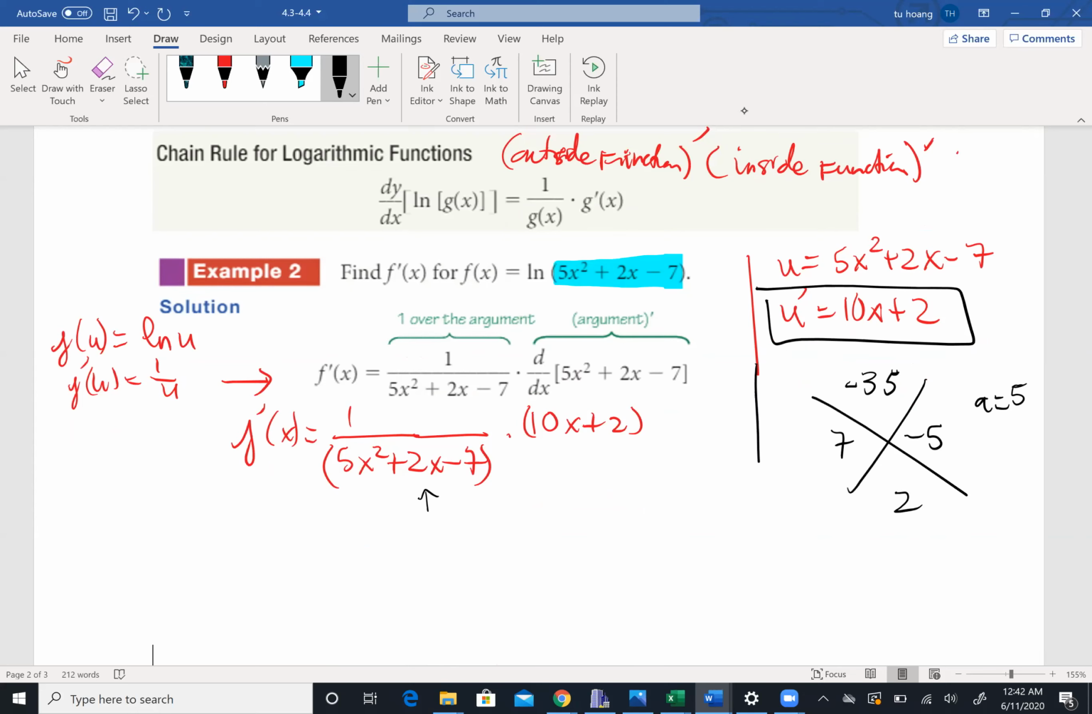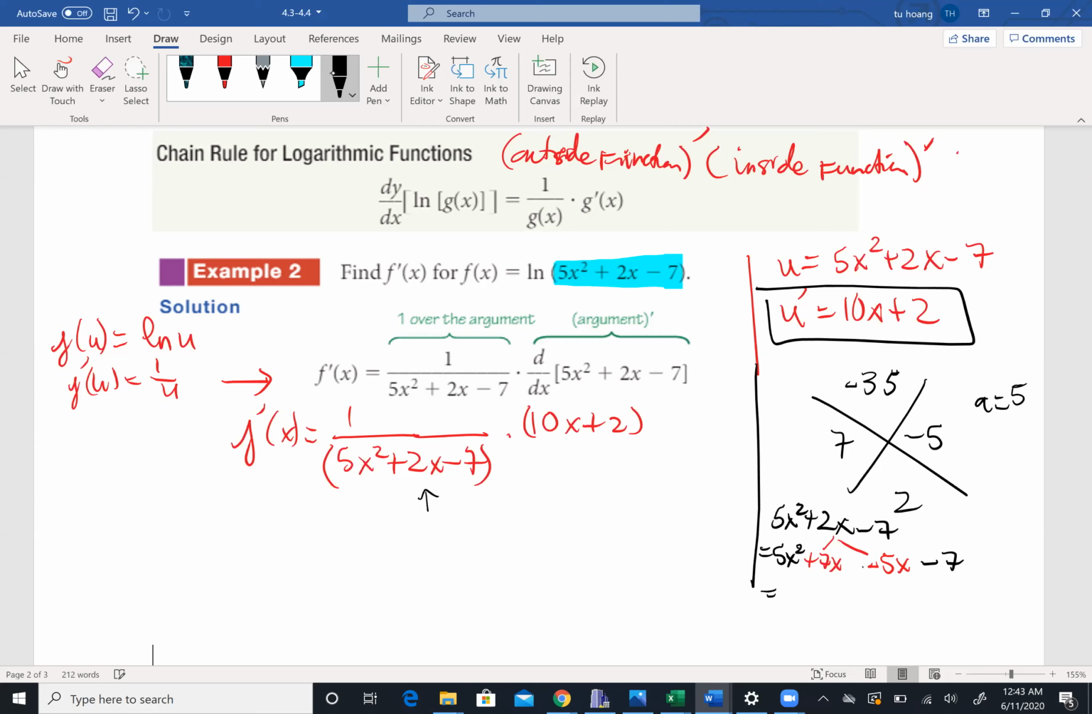So I still have to do some side work. I have 5x squared plus 2x minus 7 equal to 5x squared. Now I need to split the 2 here, becoming plus 7x minus 5x, and then minus 7 here. I just split the middle term into 2 terms, so I can apply the grouping method.